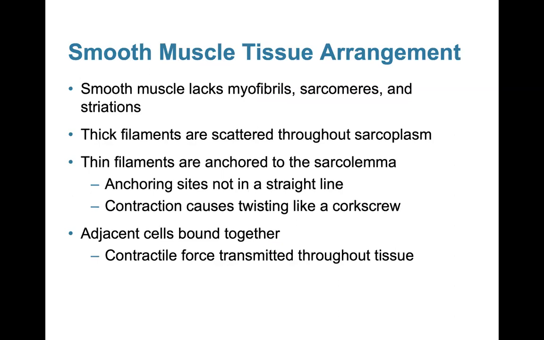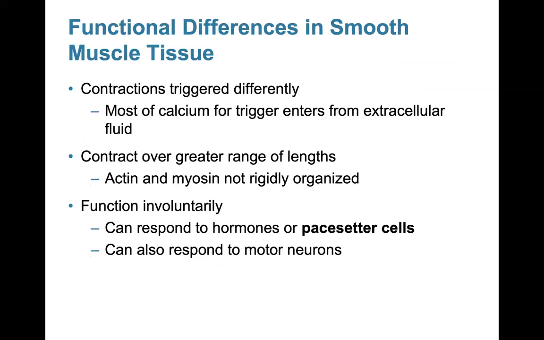But let's just talk a little bit briefly about the arrangement of smooth muscle. Smooth muscle lacks myofibrils, sarcomeres, and striations. It's not going to have those structures that we see with skeletal muscle. Thick and thin filaments are scattered. Adjacent cells are bound together, and you end up with a contractile force transmitted throughout the tissue.